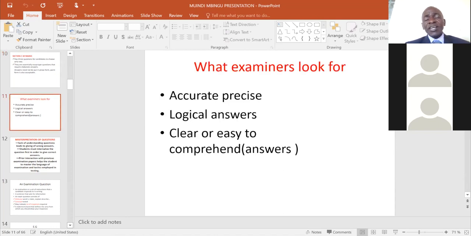Now let's look at what examiners look for. During marking, examiners look for accurate, precise, or on-point responses, logical answers, clear and easy to comprehend or understand. So just use simple language that will make the examiner get what you mean. Try to be orderly and be on point.